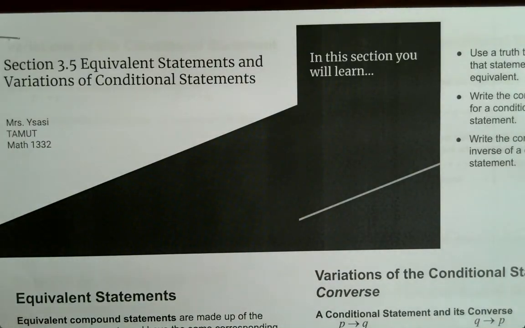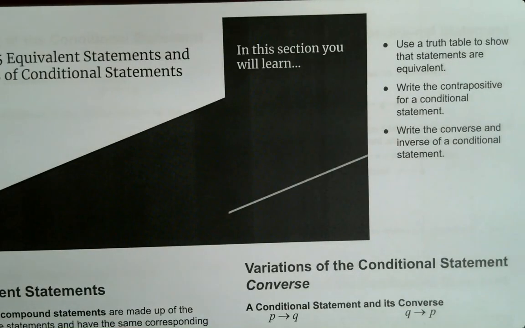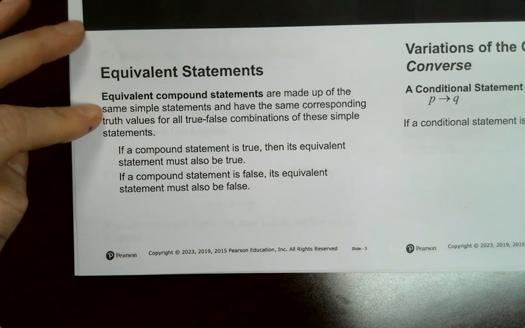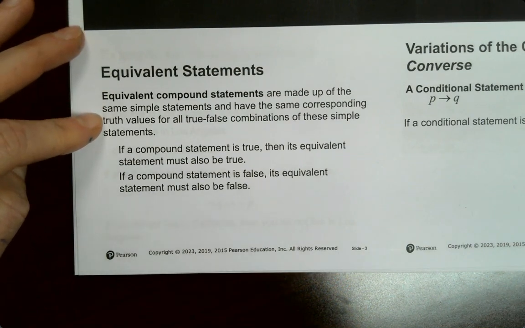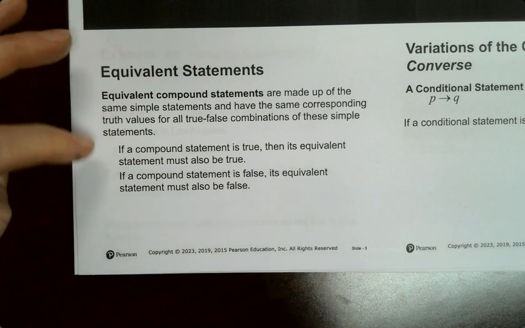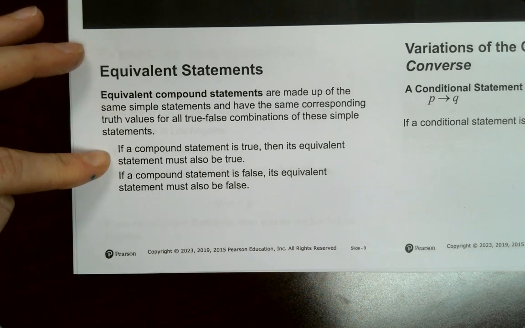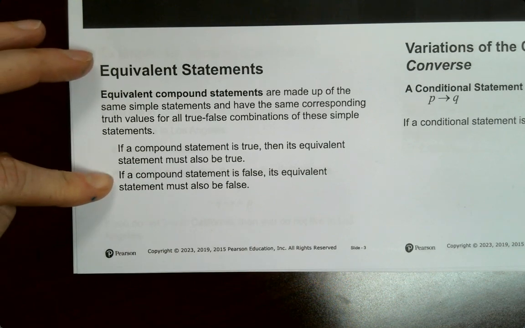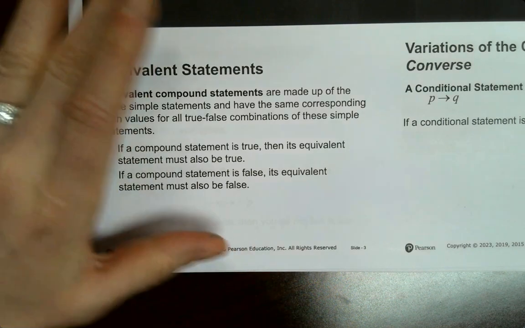Conditional. We are going to look at what an equivalent statement is and then write different types of statements: the contrapositive, the converse, and the inverse. Equivalent compound statements are made up of the same simple statements and have the same corresponding truth values for all true-false combinations of these simple statements. If a compound statement is true, then its equivalent statement must also be true. If a compound statement is false, its equivalent statement must also be false.